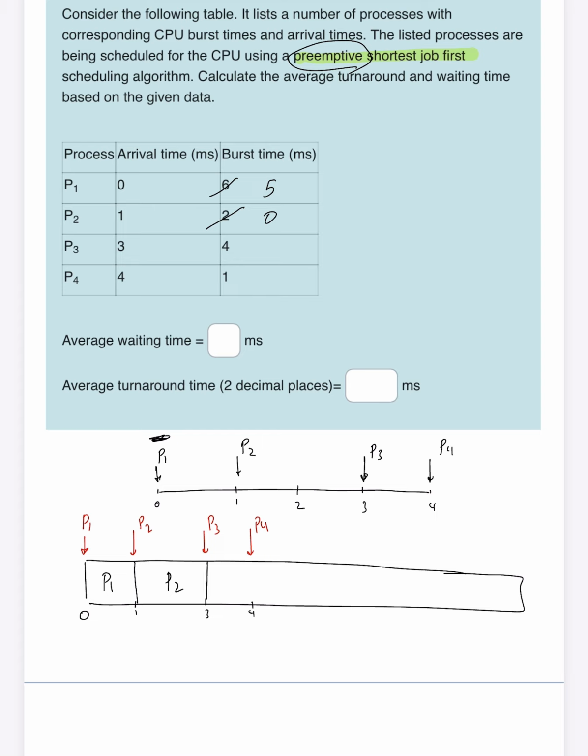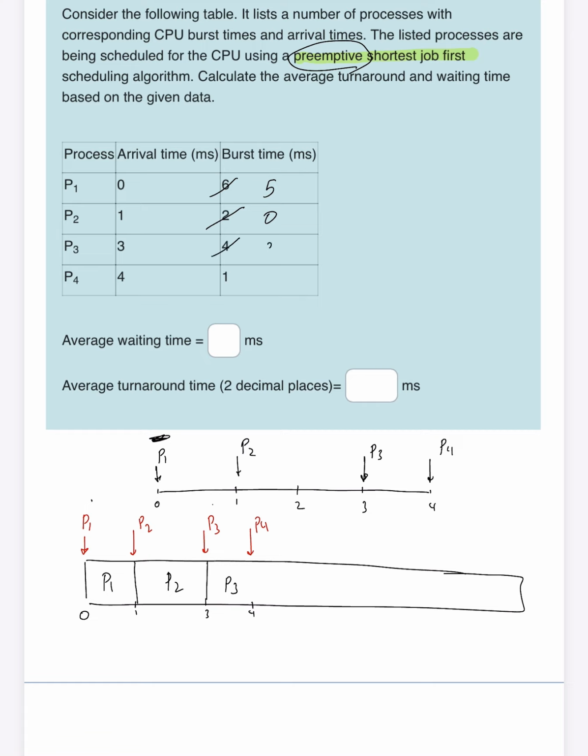Now we are in millisecond 3, we've got P1, P2, and P3. P2 technically is 0, nothing. Now we need to choose between P3 and P1. Which one is shorter? P3 is 4 milliseconds, P1 is 5 milliseconds. So definitely P3 gets CPU time, but when we get to millisecond 4, P4 arrives. It means that now we can switch if a shorter job arrives.